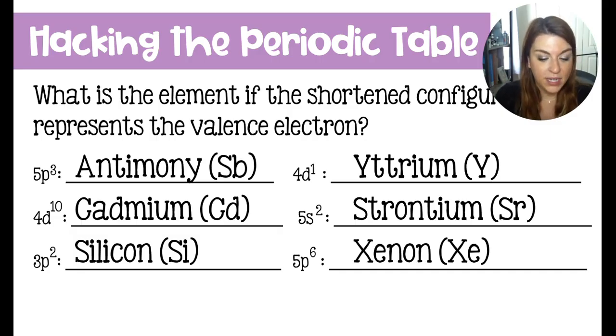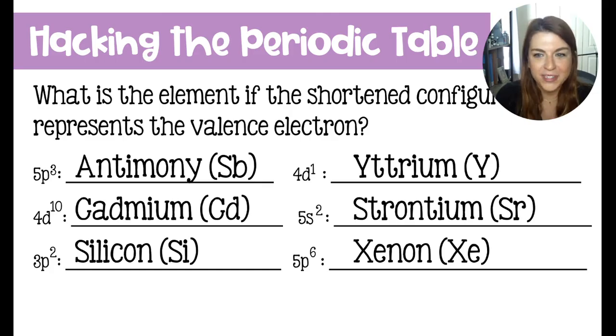Cadmium is kind of interesting because it is a D block element. Because it's asking us about 4D10, recalling the D shift, it really means we're looking for something in the fifth period. So cadmium is the 10th element in the fifth period of the D block, so I know that that is going to end on 4D10.